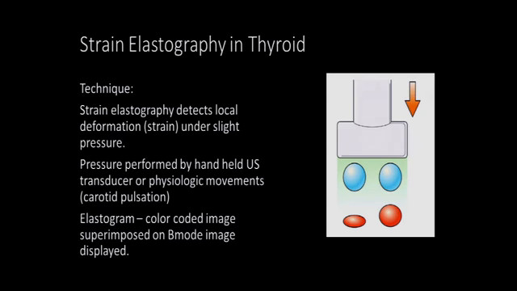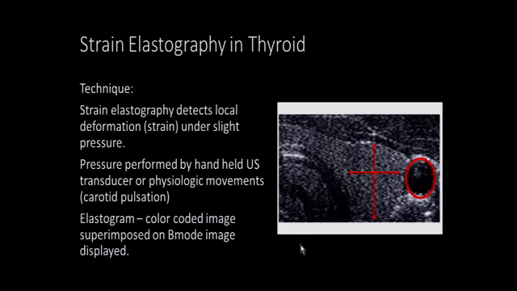Now in strain elastography, the technique detects local deformation, that is strain, under some slight pressure, which is usually by the hand. Compression is performed by the transducer or some physiologic movement like carotid pulsation. What is produced is a color-coded elastogram superimposed on the B-mode image. Now this is an example of the carotid compressing.